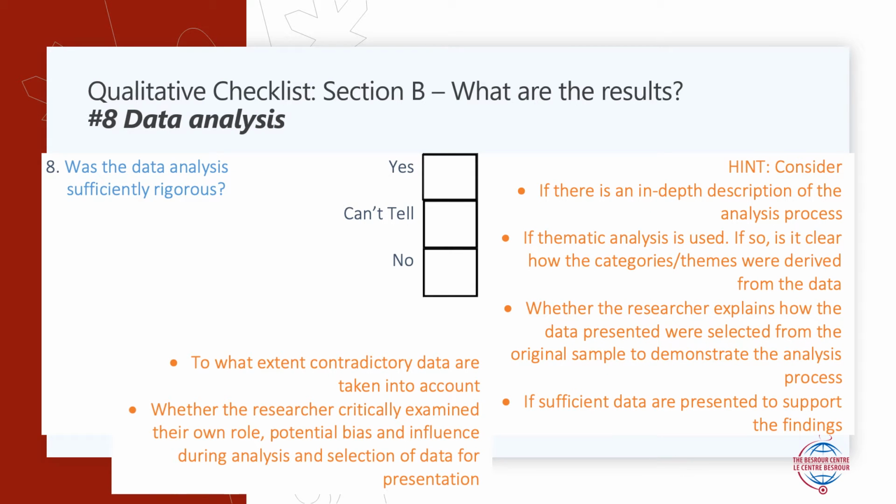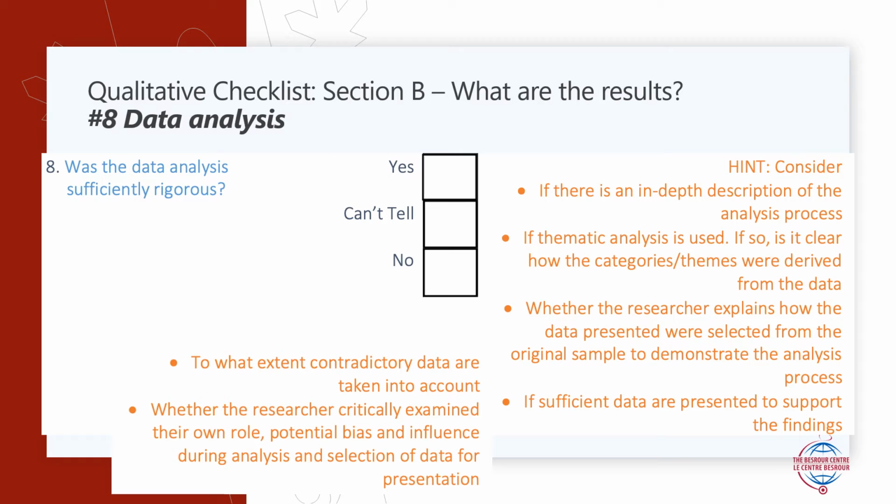So the next part of the checklist for the results section is the data analysis, and this is a big one. So we're asking the question, was the data analysis sufficiently rigorous? Here we want to consider if there was an in-depth description of the analysis process. Often we'll be using thematic analysis in qualitative research. So we want to make sure that we have a good understanding of how categories and themes were derived from the data. We want to know how the authors may have explained how the data were selected from the original sample or the transcriptions, so that we have a better understanding of the analysis process.